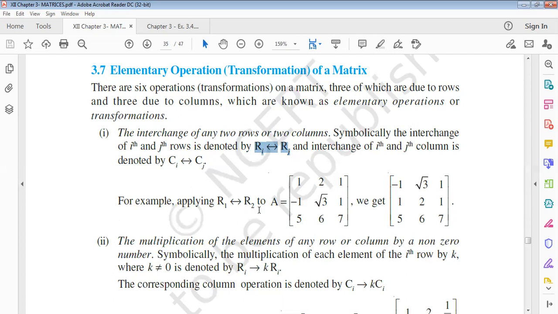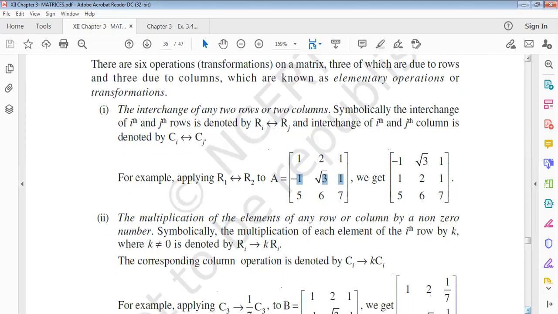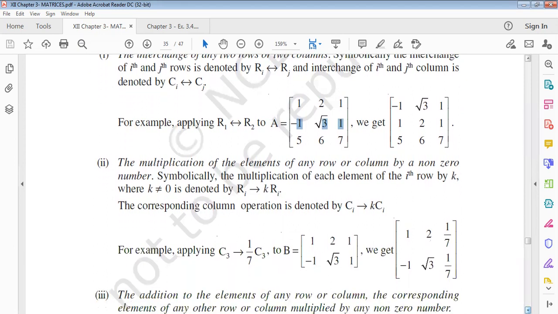For example, applying R1 double arrow R2 to the given matrix A, that means we are changing the position of row 1 and 2 with each other. That means the first row's elements, which are 1, 2 and -1, are written down in the second row, while the second row's elements, which are -1, 3, root 3, 1, are written down in the first row. This is the first transformation, that is interchanging rows or columns.